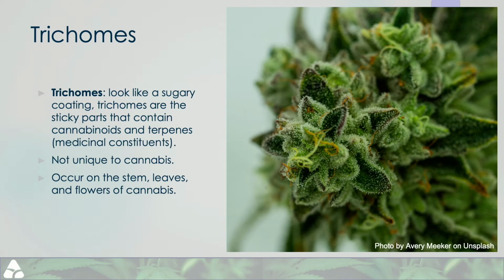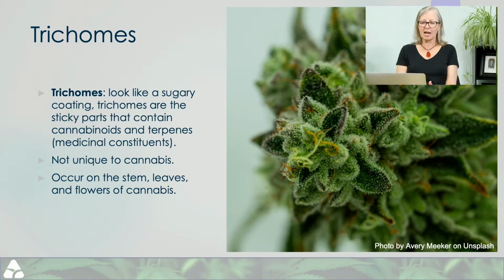The next really important part of the cannabis plant is called the trichomes. Trichomes are what give that sugary, crystally look to the cannabis plant, and that will survive the drying process as well. This picture shows a really nice view of those little dots. It just looks like it's coated in sugar, or it's got a coating of a sparkly, crystal-like look to it. These are the sticky parts that contain the medicine.